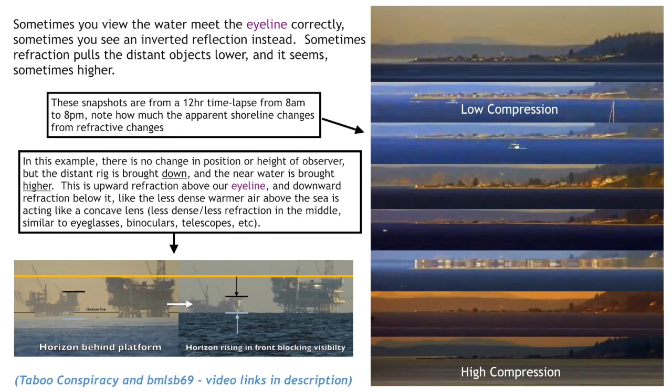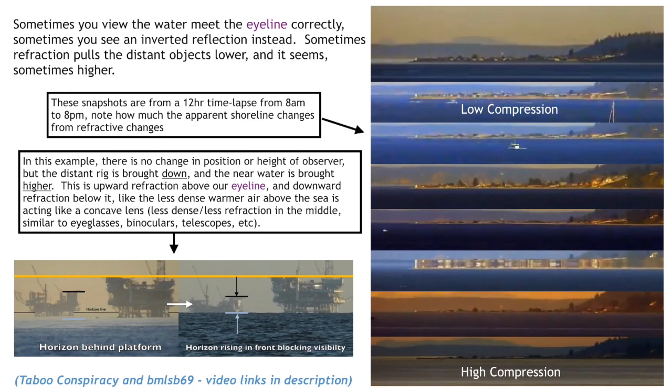You can see there's very low compression of the buildings in one of the views, and you can see a much higher rate of compression. Those buildings are squished together much more in other views. Sometimes there's inversion, sometimes there's not. You can also see it in this example below. Again, video links in the description.